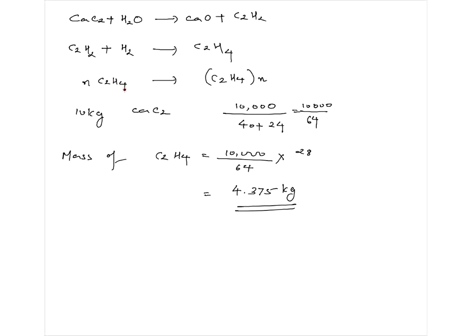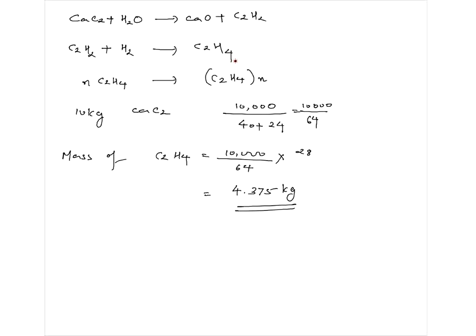10 kilograms of calcium carbide can get us how many kilograms of polythene? Assuming all ethene is converted to polythene, all of it.